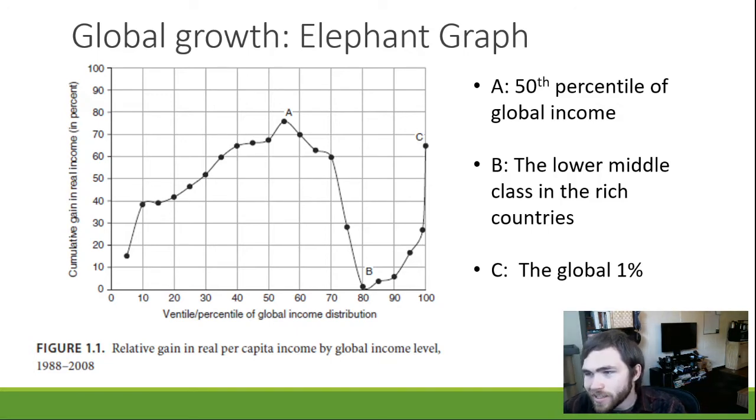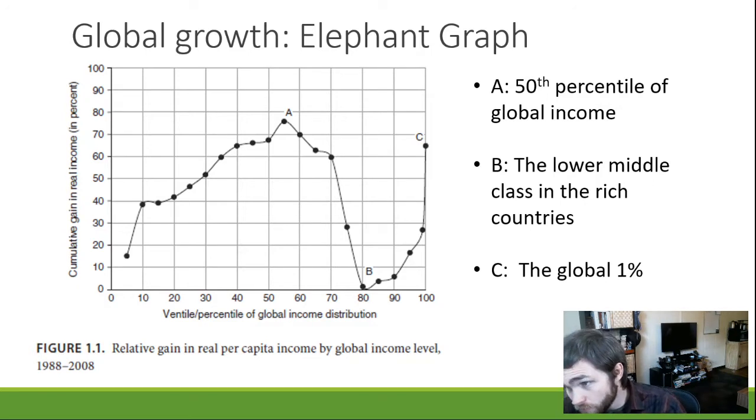So point A is the 50th percentile of the global income distribution, so people right near the middle experienced the greatest amount of income growth. B, that 80th percentile of the global income distribution corresponds to the lower and middle class in rich countries. And we can see that they experienced almost no growth over those 20 years. And so this corresponds with something else we know about, say, for instance, in the U.S., where wages have been flat since about the 1980s.